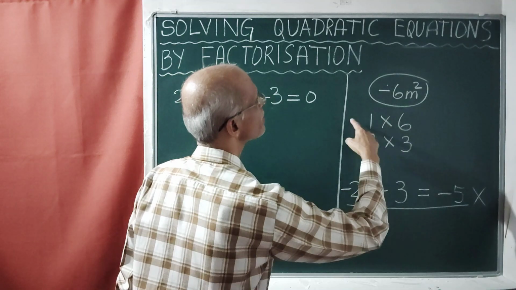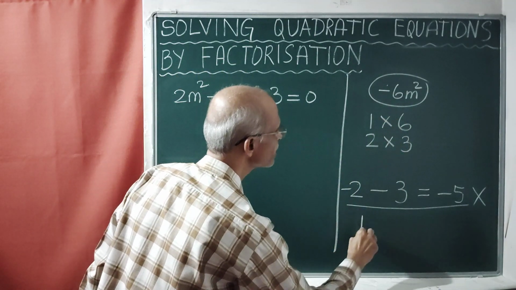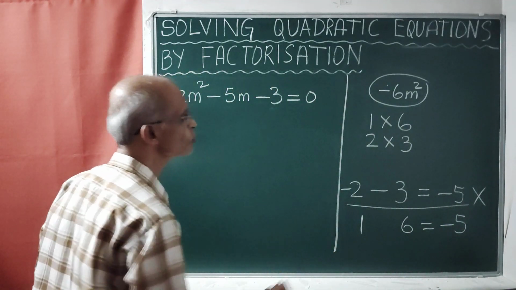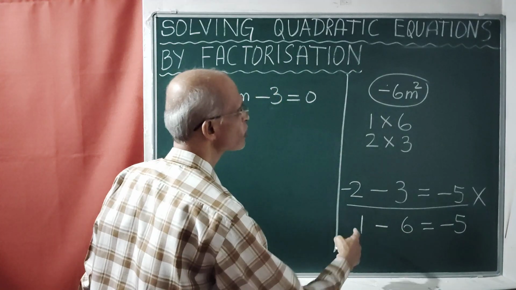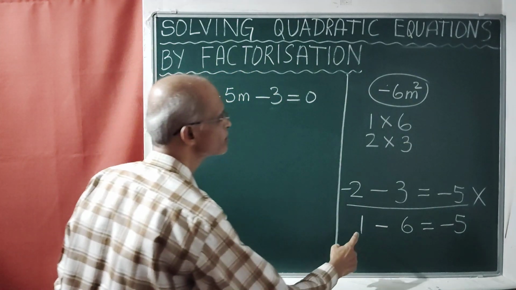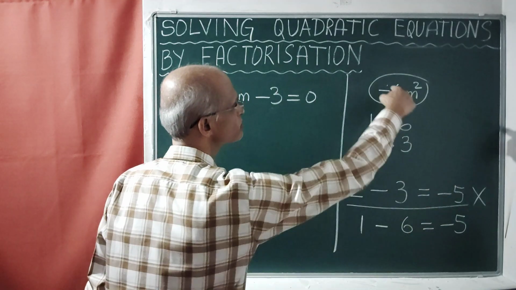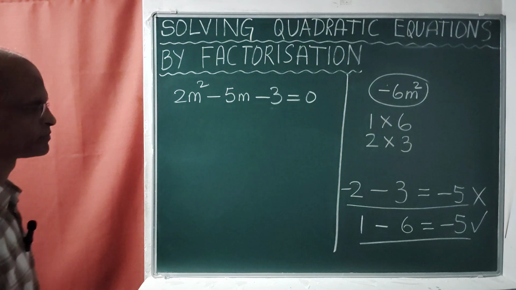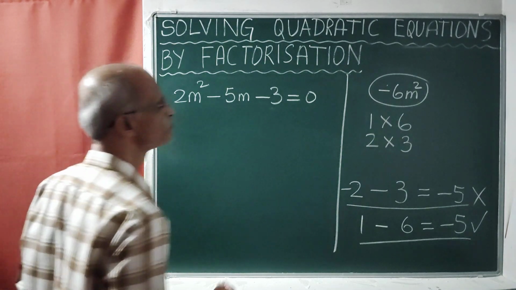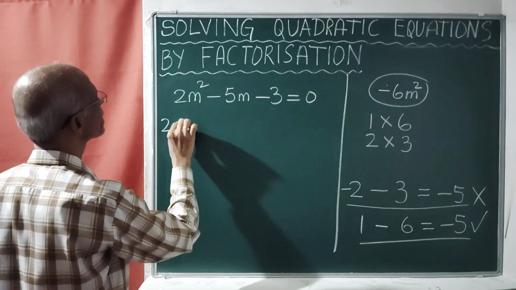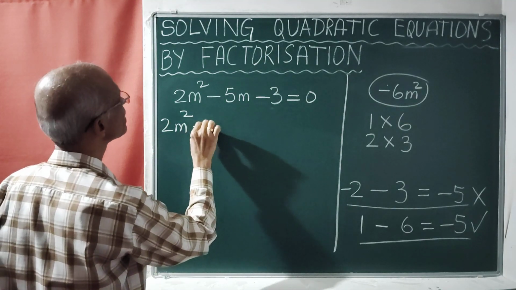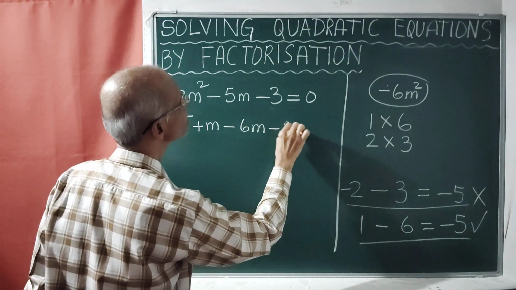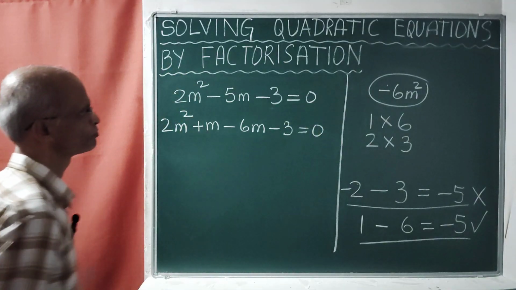So I will take this pair. See, 1 and 6, I want minus 5. So I will give minus here, so I'll get minus 5. When I multiply these two terms, am I getting this? Yes. So this pair will serve my purpose. So 2m square plus m minus 6m minus 3 is equal to 0.